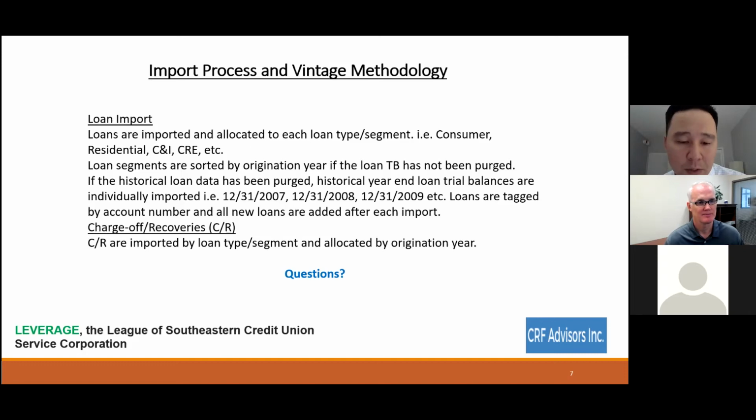Yeah, I would try to get between 5 and 7 years. Ideally, if you can go back 10 years so that you can get a full cycle, that would be ideal, especially if you wanted to use a vintage analysis. But that's typically what we've seen with a lot of our credit unions, between 5 and 7 years as far as trying to get historical loan trial balance information from their core system.